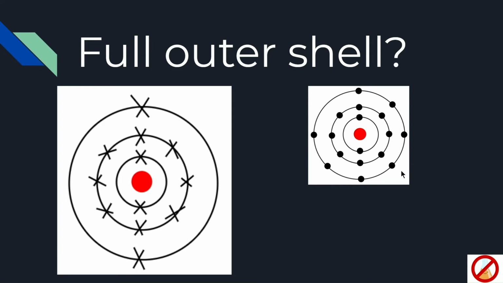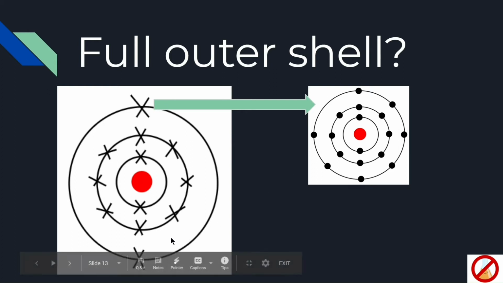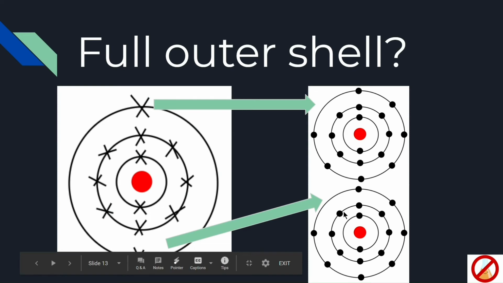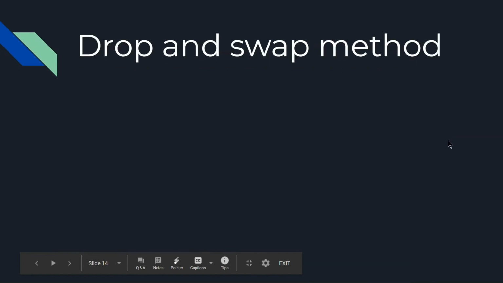So to solve this, we need two chlorines right here. So we got one electron transferred to this chlorine, whereas this other electron has nowhere to go. Therefore, we need another chlorine. So we need two chlorines to support this electron going there. So this bond actually involves two chloride ions and one Mg2+ ion. So what we call this is the drop and swap method.